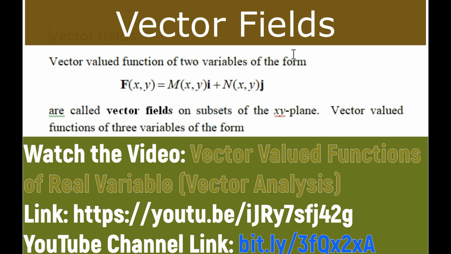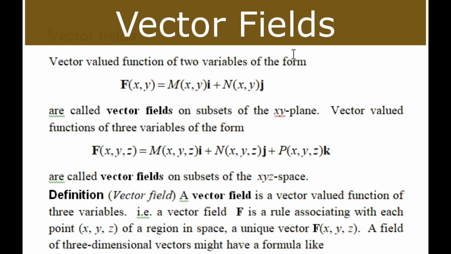And if it is of the form r of t equal to x of t i plus y of t j alone, it becomes a vector valued function that produces a vector in the xy plane. That is already familiar to you. Now here the difference is that we obtain a vector m of xy i plus n of xy j, but our function has a domain which consists of ordered pairs xy.